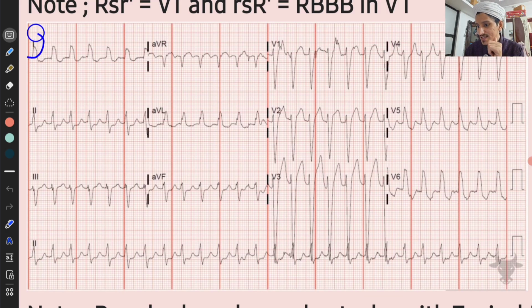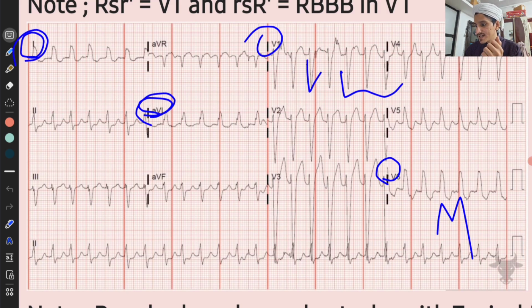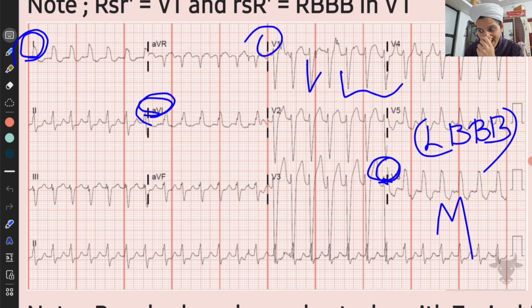In lead 1, aVL, and V6, you are seeing an M pattern, and remember Williams. Williams means in V1 you will have some broad bizarre W-like pattern, or a monophasic S wave. But if you see 1, aVL and V6, they are typical of LBBB. So this is not ventricular tachycardia, this is actually a regular wide complex tachycardia with LBBB.